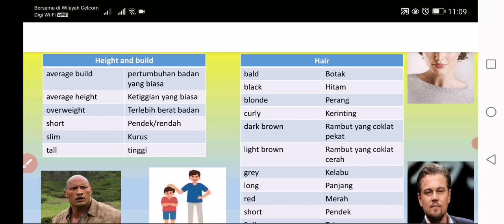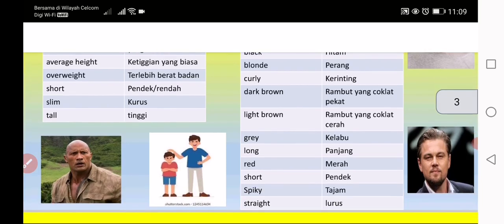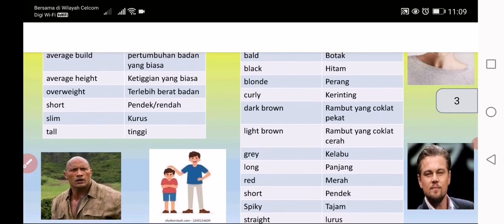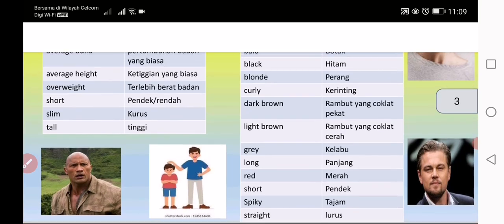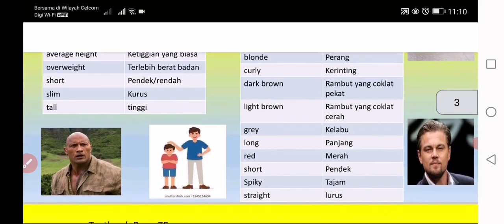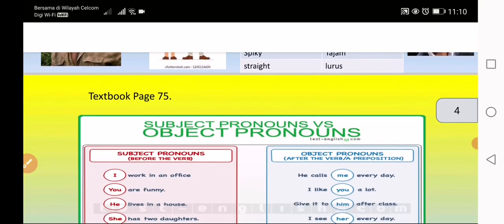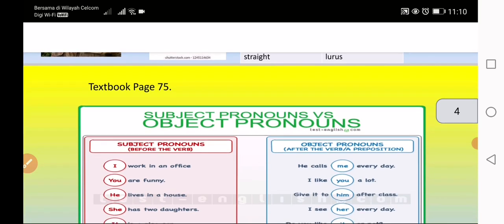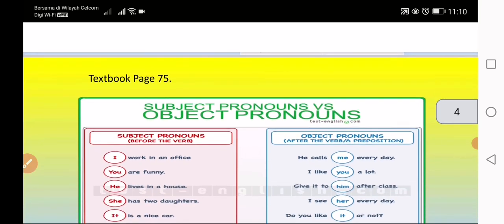Okay, what are the meanings of the words? For example, average build is pertumbuhan badan yang biasa, average height ketinggian yang biasa. Okay, overweight terlebih berat badan, and you can read on your own. Okay, so these are the vocabs that you need to know. Okay, you need to refer to your textbook, page 73. And then in page 75, okay, the language focus, it is about object pronouns.